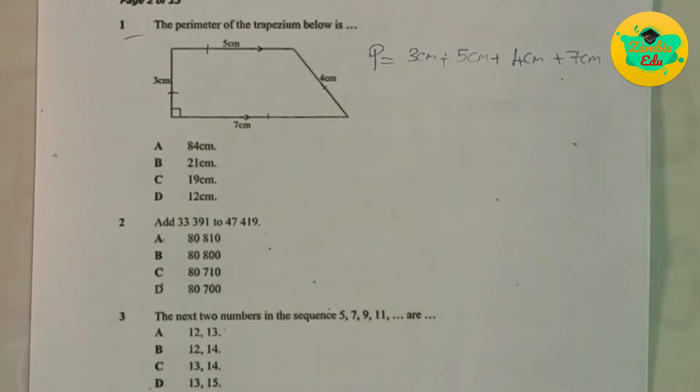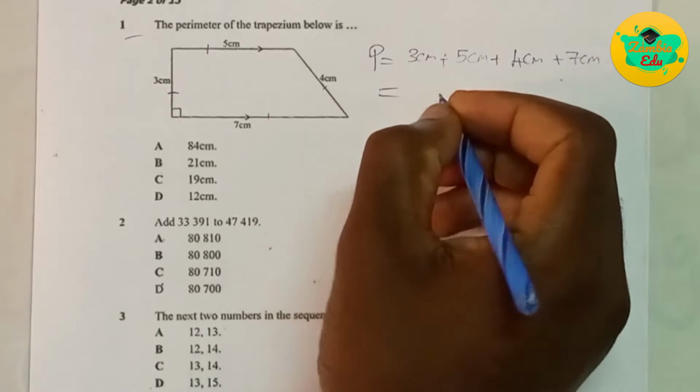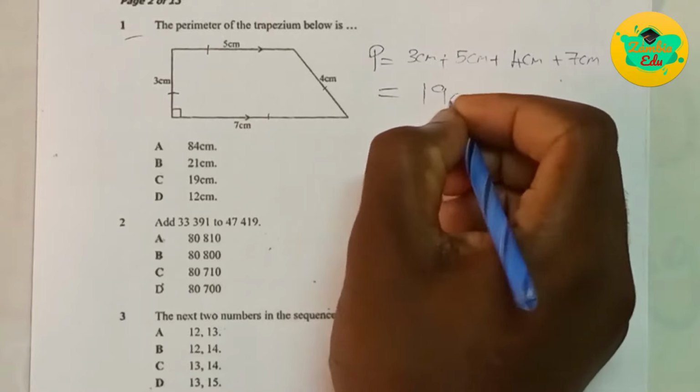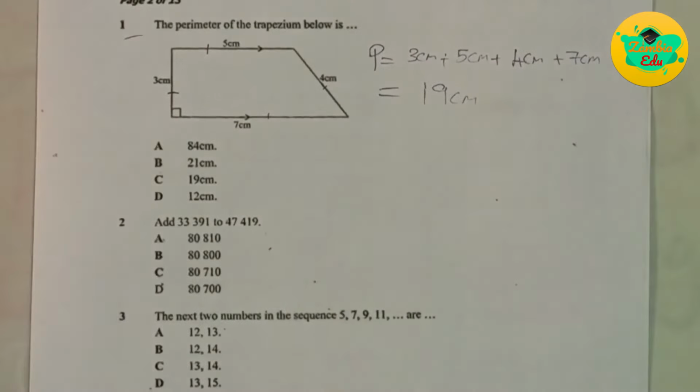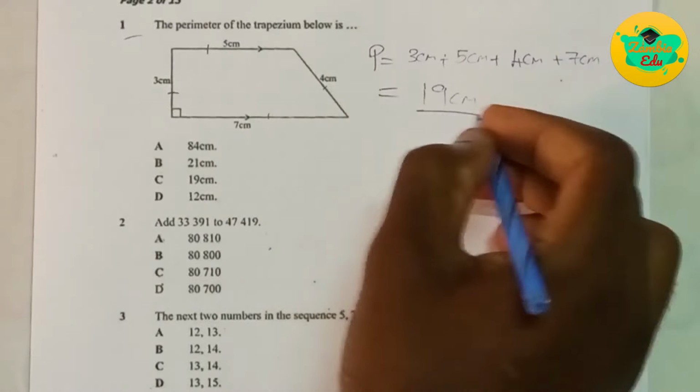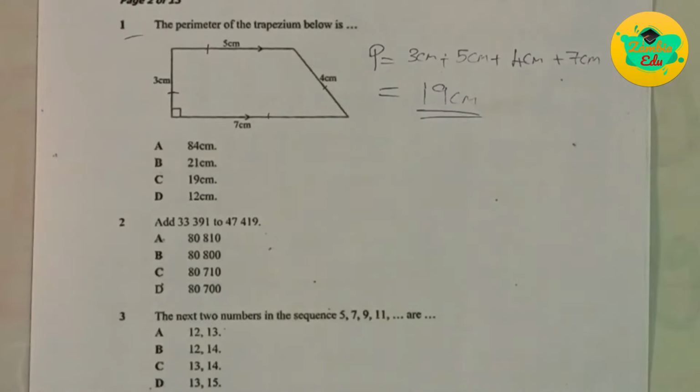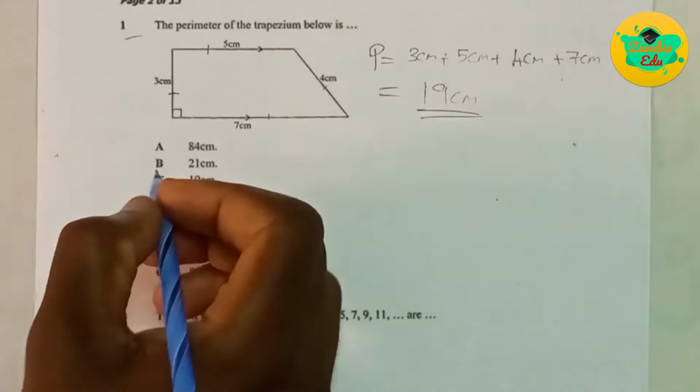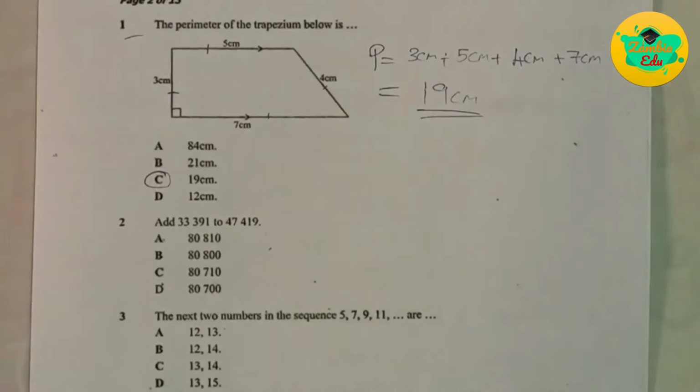So 3 centimeters plus 5 centimeters plus 4 centimeters plus 7 centimeters, and we get our answer being 19 centimeters. So we indicate there and say the answer is 19 centimeters. If 19 centimeters is our answer, we now look at our multiple choice for where 19 centimeters was, and we see that it was represented as option C. We quickly go to our second question.